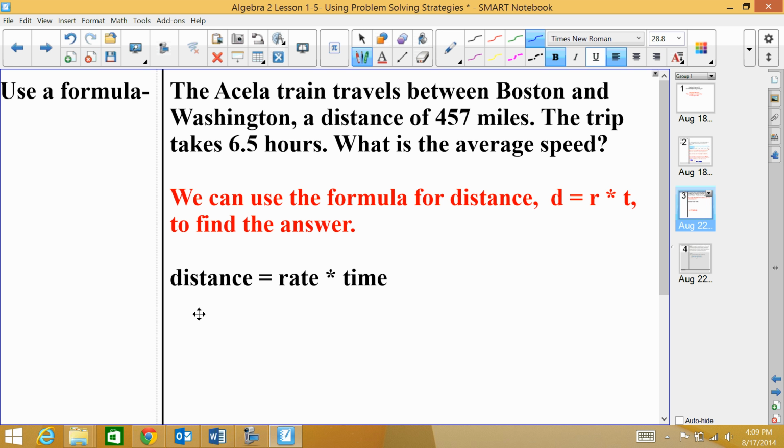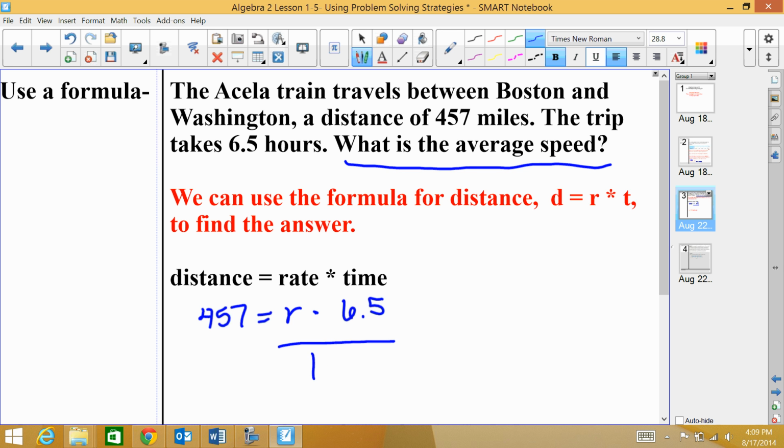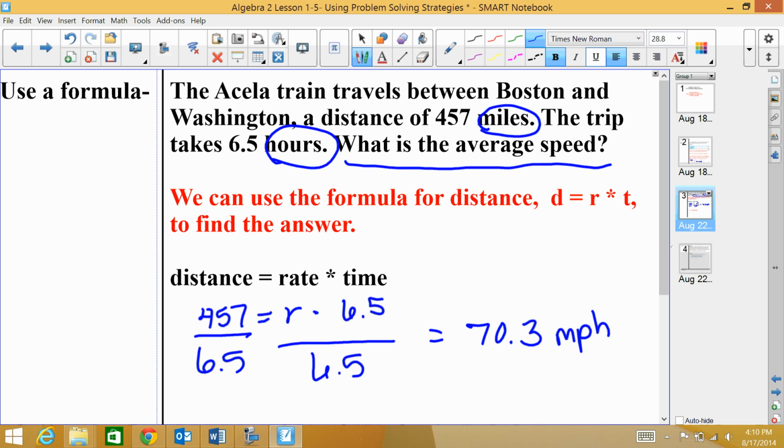So we know the distance is 457 miles. And it says, what is the average speed? So we don't know our rate, so I'm just going to put R times the time. We know it takes 6.5 hours. So here's our equation. We have one variable to solve for, so we really just need to get R by itself. So if I divide by 6.5, then you can take your calculator and divide 457 by 6.5, and you get about 70.3. And if we look at our values, we have miles and we have hours, so this would be in miles per hour since we're talking about a rate or speed.